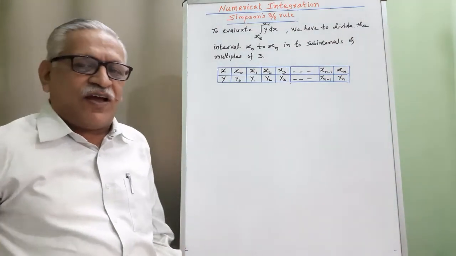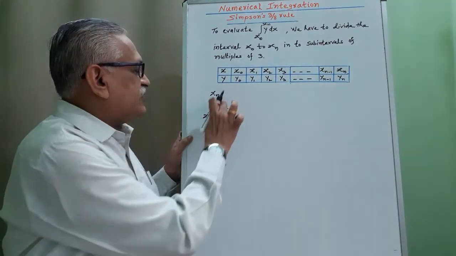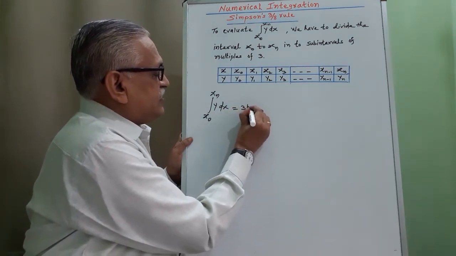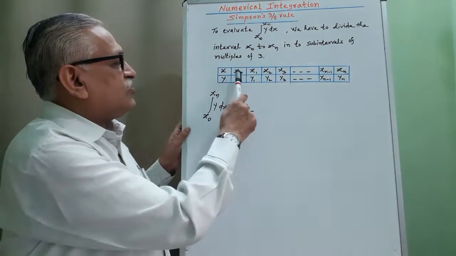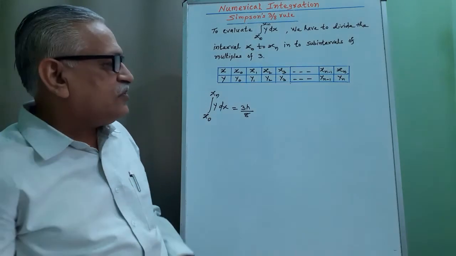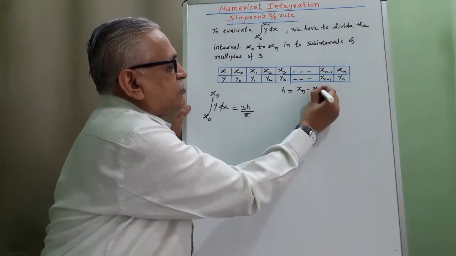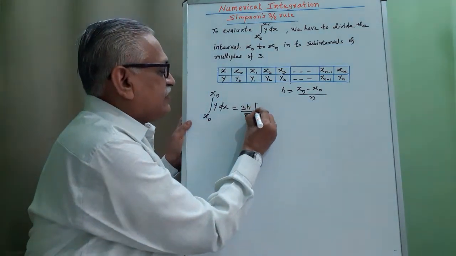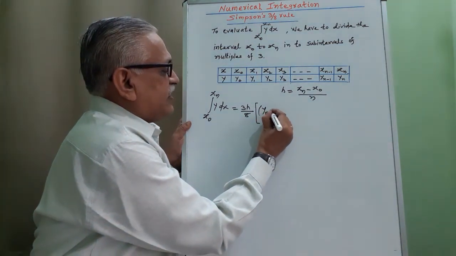After having these tabulated values, the integration of y with respect to x between limits x0 to xn by Simpson's 3 by 8 rule is 3h divided by 8, where h is the difference between two successive values of x, obtained by xn minus x0 divided by the number of strips, multiplied by the sum of the first and last values, y0 plus yn.